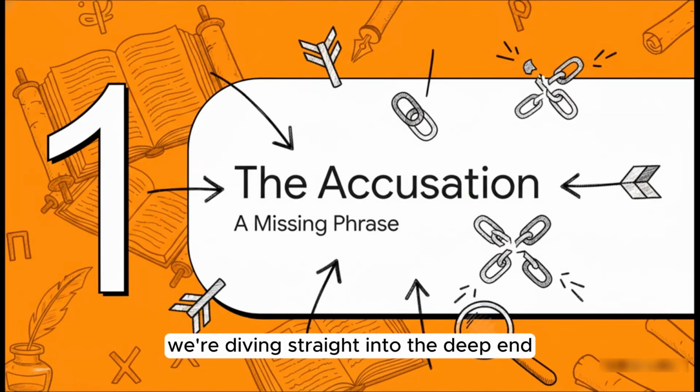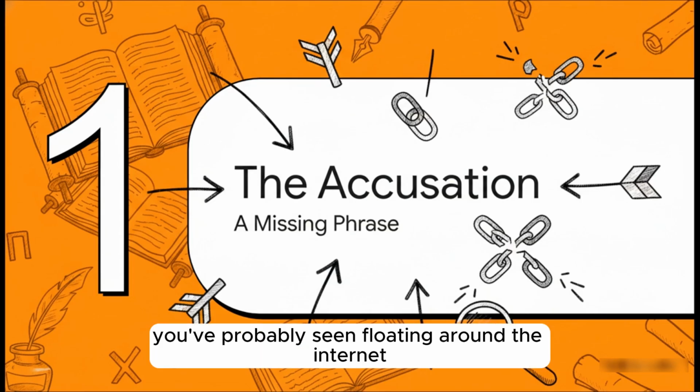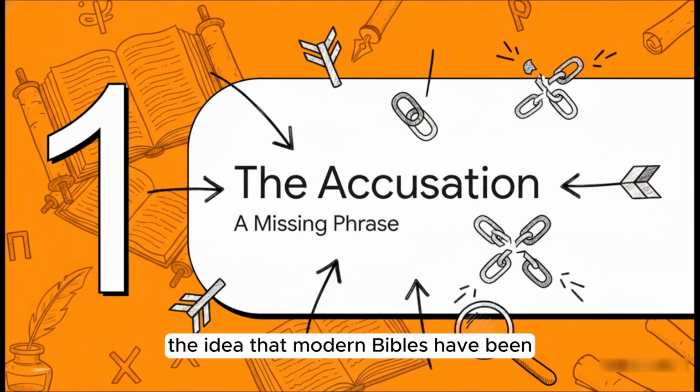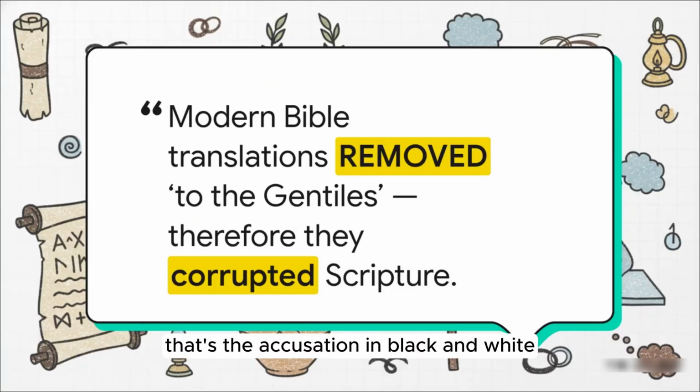All right, we're not going to waste any time. We're diving straight into the deep end with a really serious claim you've probably seen floating around the internet: the idea that modern Bibles have been deliberately tampered with. And there it is. That's the accusation in black and white. The claim is that translators, for some reason, maliciously removed the phrase "of the Gentiles" from a verse in 2 Timothy. Now that is a huge charge, and if you don't know the backstory, it can sound pretty scary.